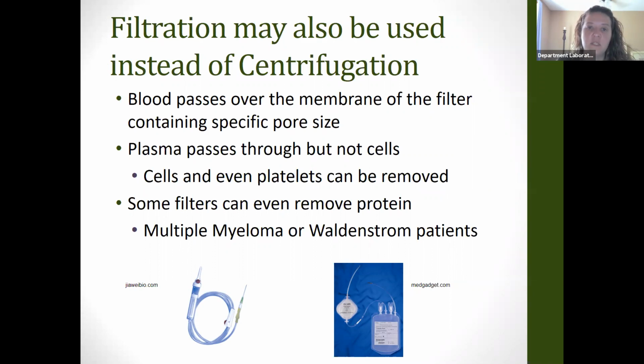Filtration might also be used instead of centrifugation. The blood would pass over a membrane of the filter containing a specific pore size. So those cells that can't make it through the pore are trapped. Plasma would be a really good option here too, because it would make it through that filter, removing the cells and the platelets. And again, this might be a good option for those Waldenstrom patients, where those very large IgM immunoglobulins, those proteins, get trapped as well in those pores.